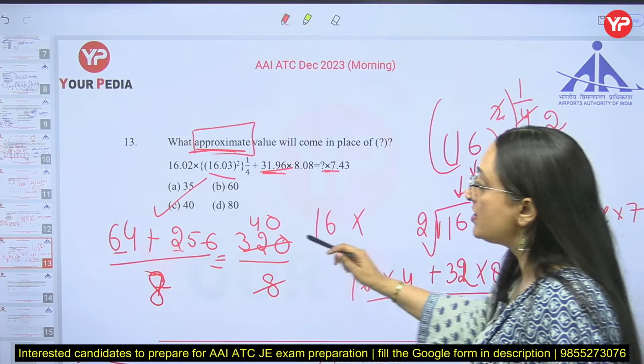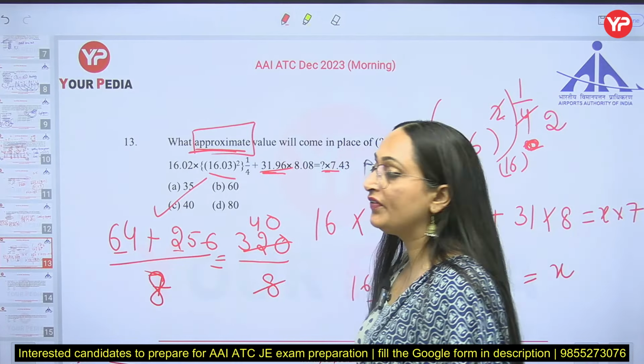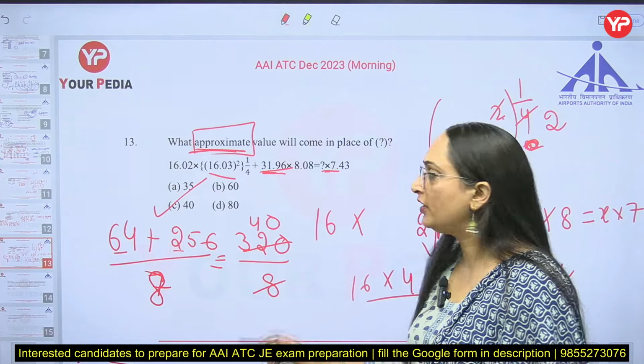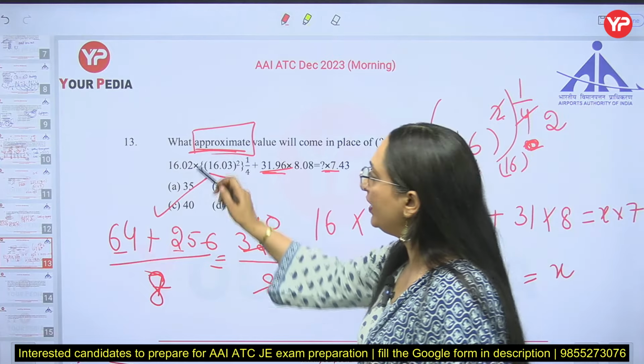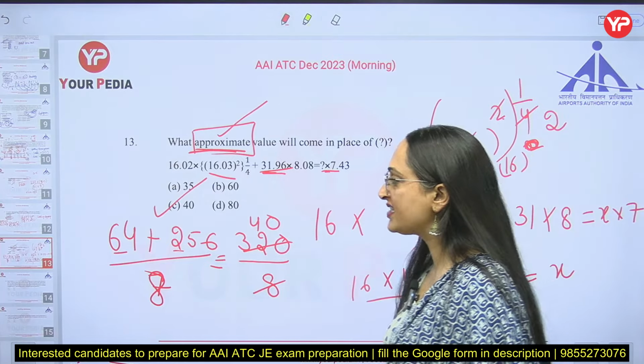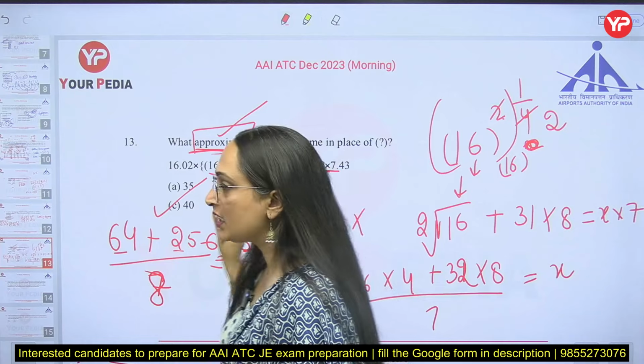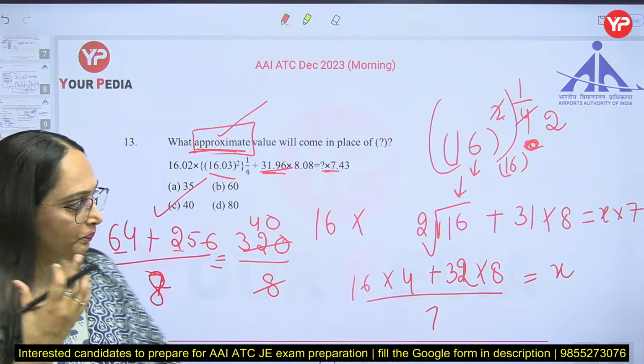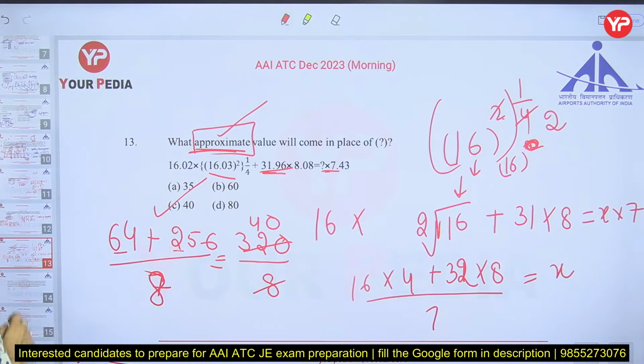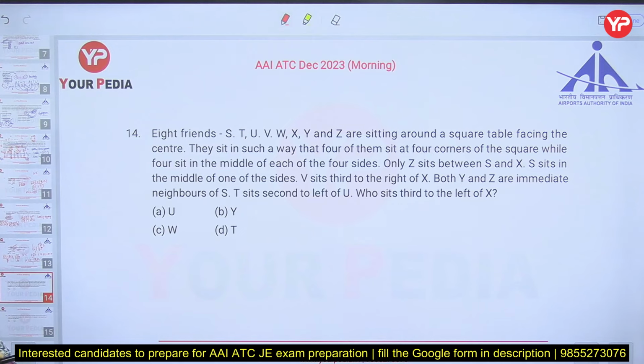It is 8, because 64 and 256 are multiples of 8, not multiples of 7. So here we find the value in approximation. So just consider 7 as 8. Okay, clear?